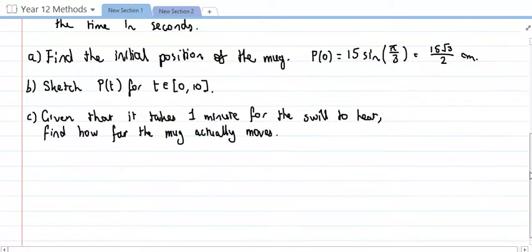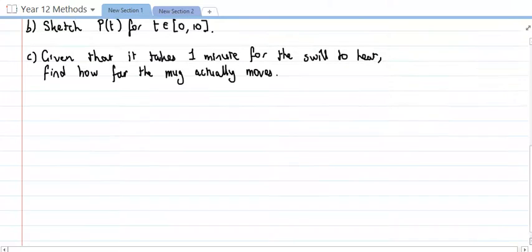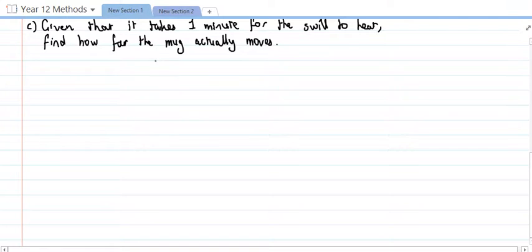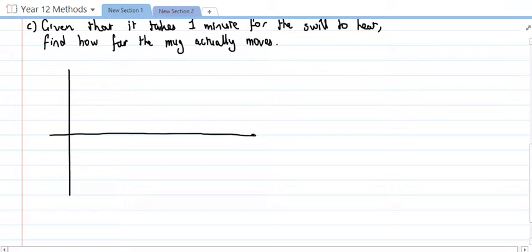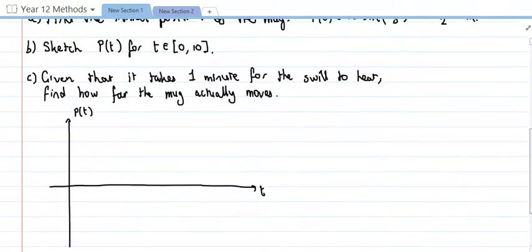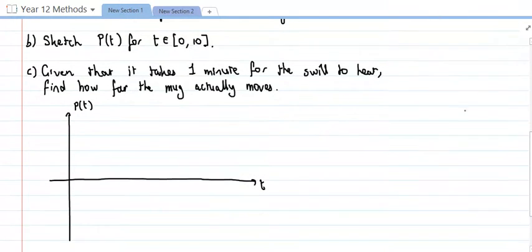Sketch P of t for t is an element of 0 to 10. Okay, so I'll set up my axes again. There we are. So that's time, and P of t, the displacement. Okay, it's 15 sine, so it means that it needs to go up to positive 15 and down to negative 15.